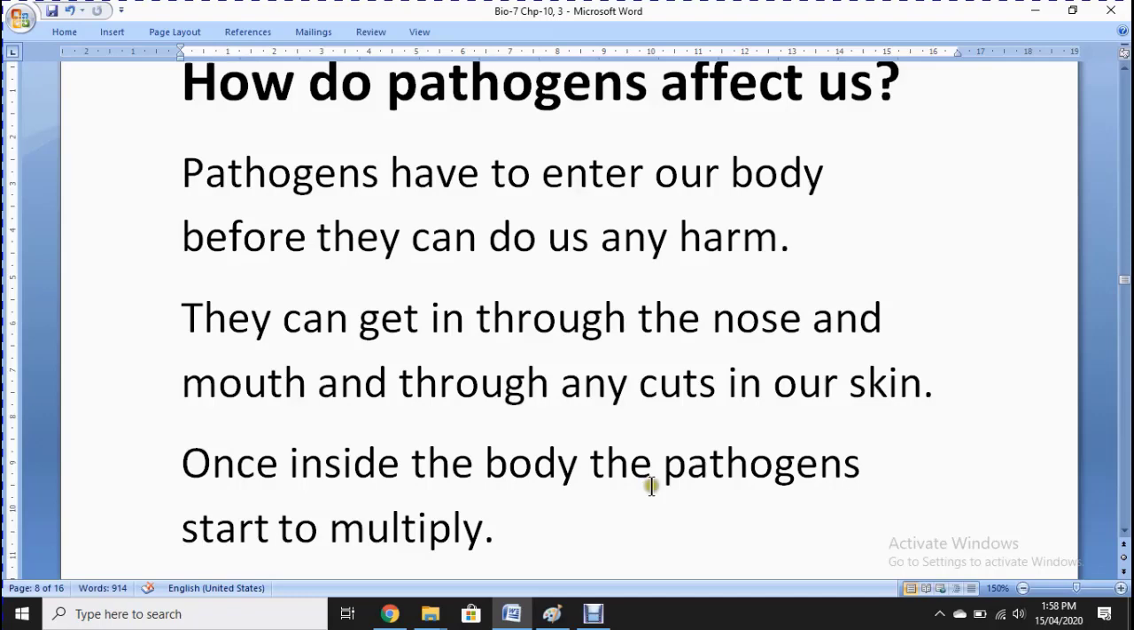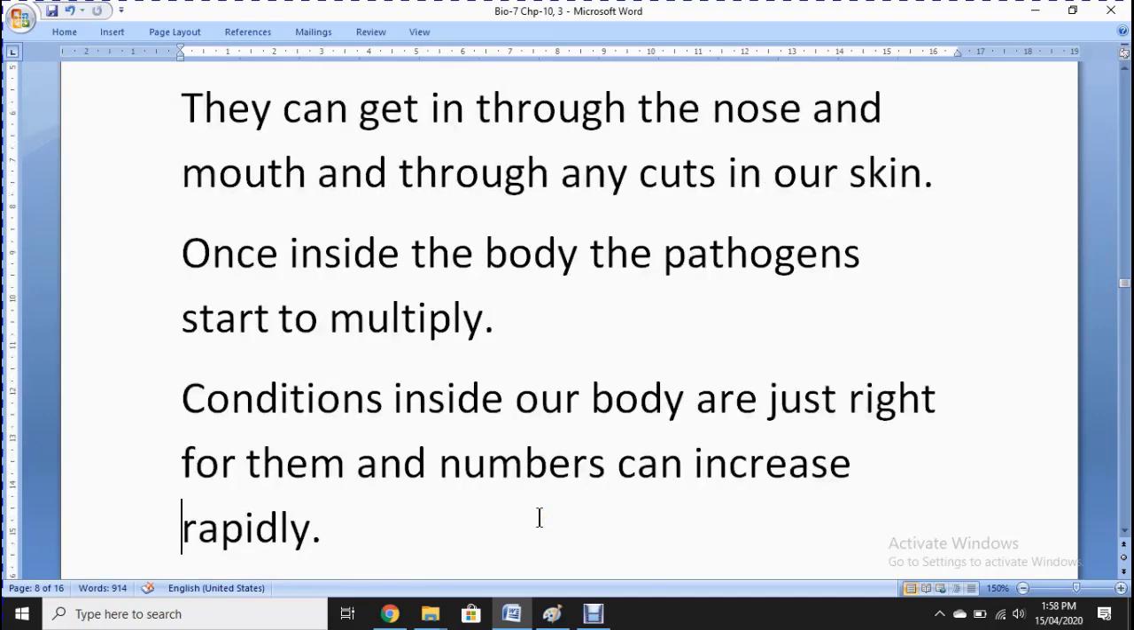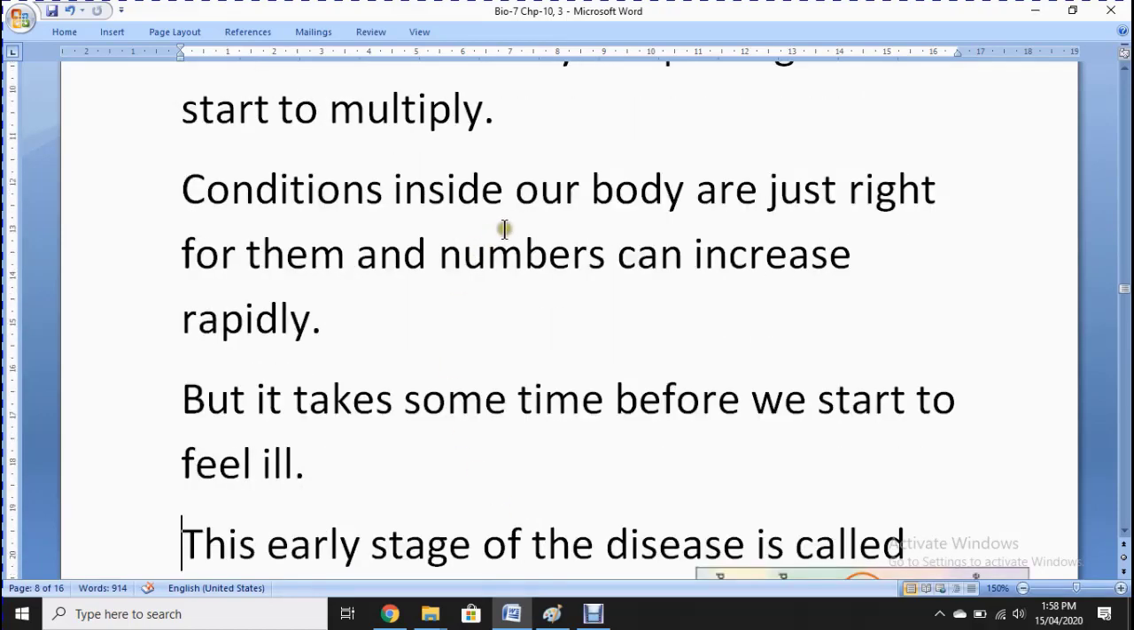Once inside the body, the pathogens start to multiply. As we know, when they enter, they start to multiply. Conditions inside our body are just right for them, and their number can increase rapidly. They want conditions like those in our body, because the body temperature of human beings is very good for their reproduction and growth, and every type of mineral, nutrient and water is in our body, so they just want these conditions and then start to multiply.